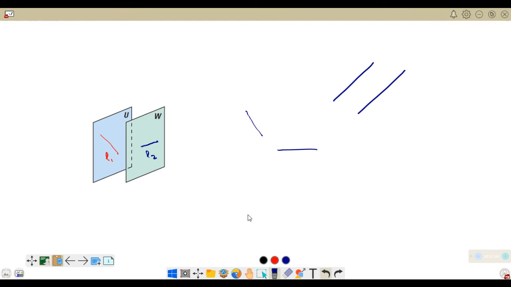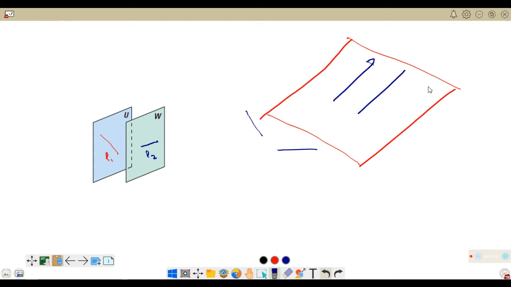So, we call them skew lines. Tapos, ito naman mga ganito, they are contained in one plane. Tapos, magkamukha sila, para sila ng slope. No matter how much you extend them, hindi sila magmi-meet kahit kailan. Ito naman yung mga parallel lines. Okay?